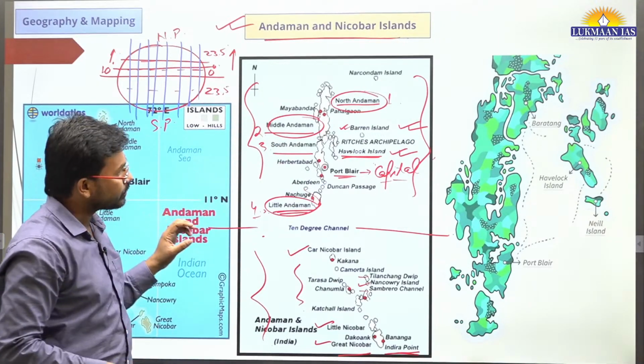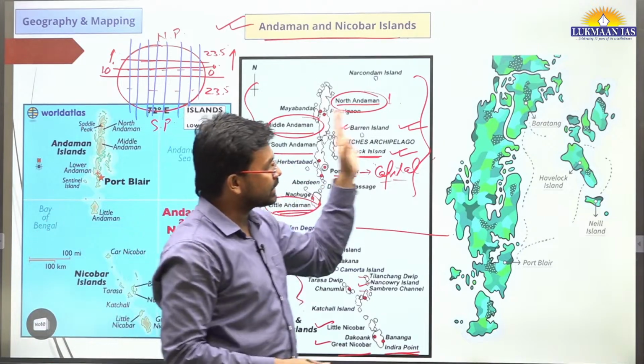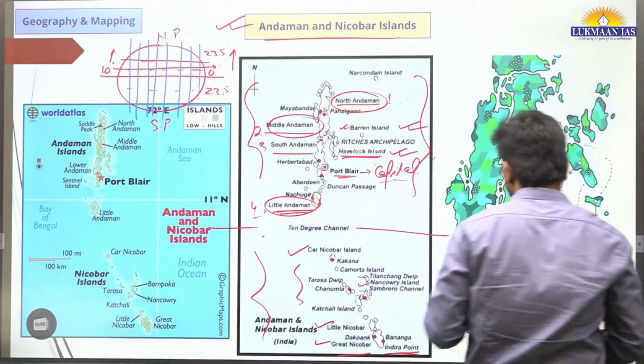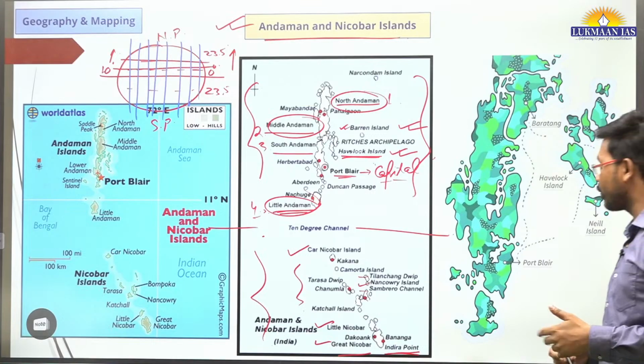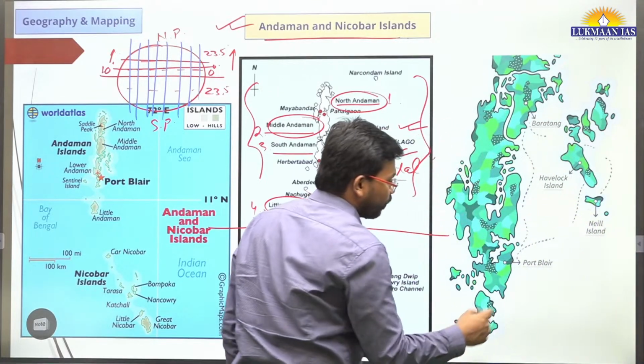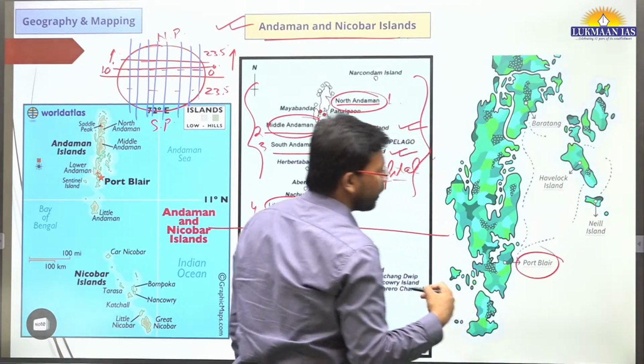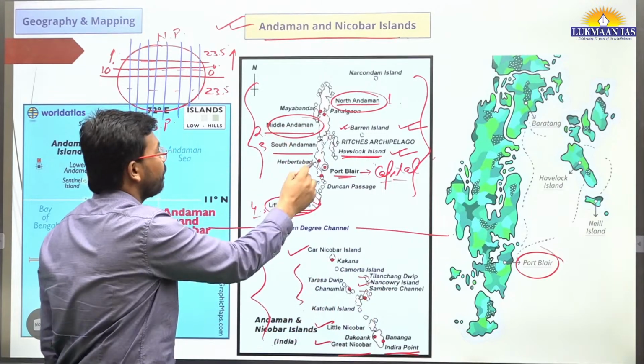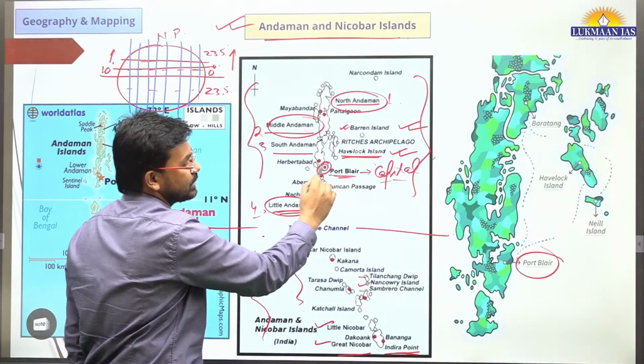Having understood this, let us locate some other important places in the Andaman and Nicobar group of islands. Port Blair, as we know, is the capital of Andaman and Nicobar Islands. In this map, Port Blair is located here.